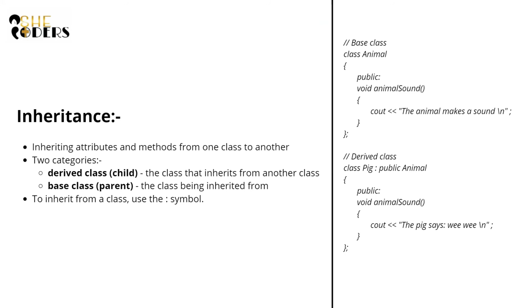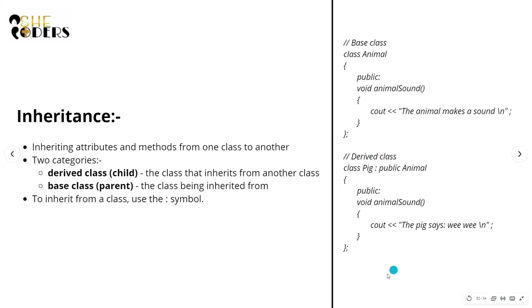For example, here is class Animal. Just ignore the public or other things I have written here; it is just part of a class definition. I am deriving a class Pig from Animal, because a pig is an animal, right? So the Pig class is derived from the Animal class. Here the Animal class is the base or parent class, and Pig is the derived or child class. This is how we derive a class.